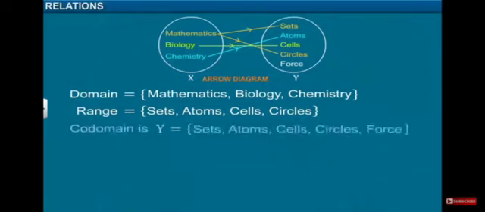elements of the range. So now we all know about domain and range, and the codomain is our second set.